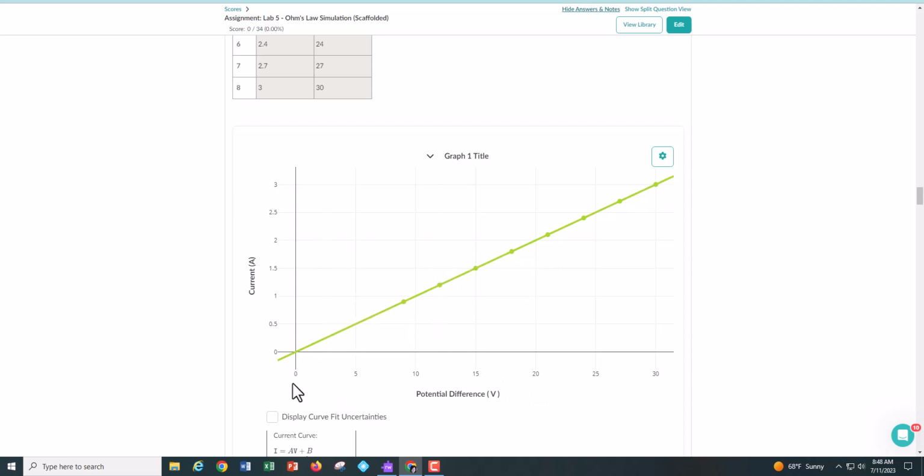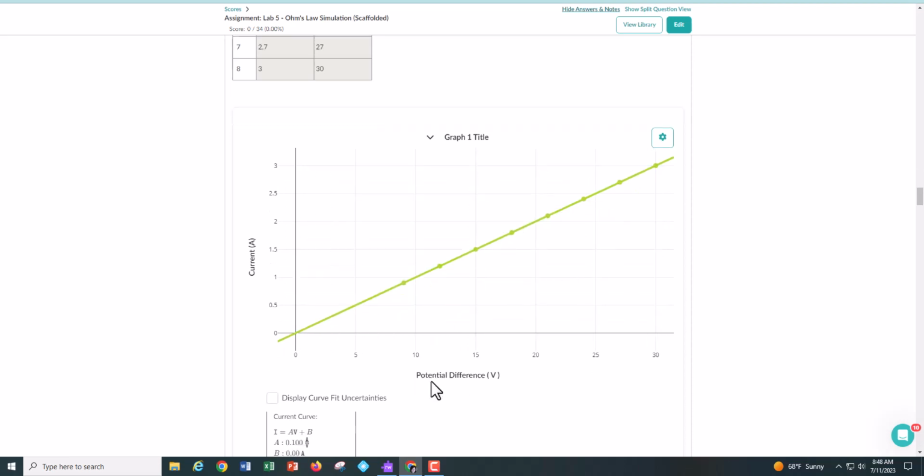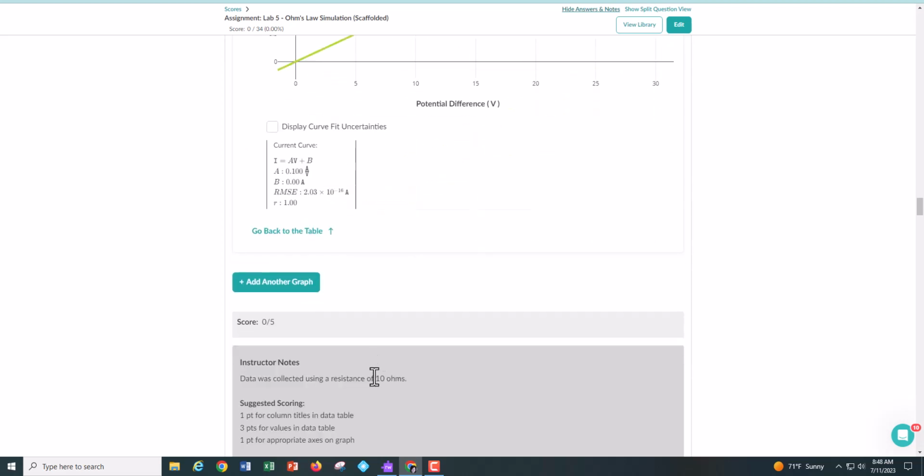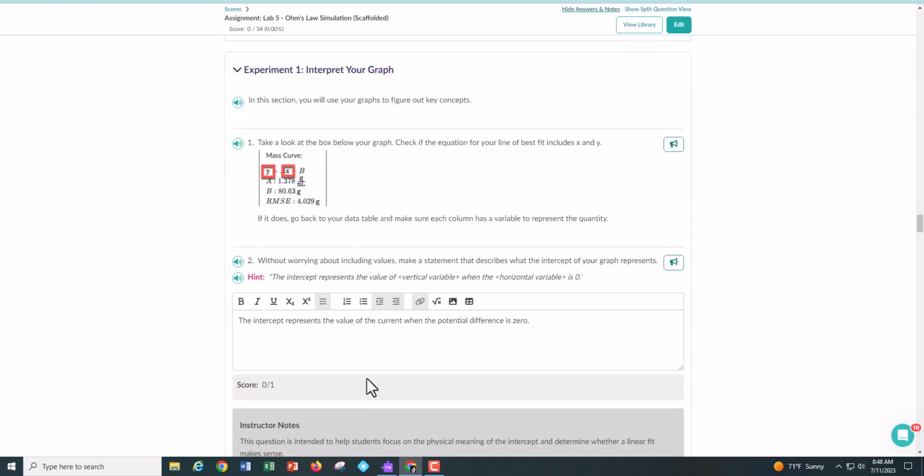If that light bulb behaves like and follows Ohm's law, then this will be a linear line, and the slope of this will be equal to 1 over the resistance. In this case, the slope is 0.1, and if I take the inverse of this, 1 divided by 0.1, I would get a resistance of 10 ohms. And that's basically what you're going to do.